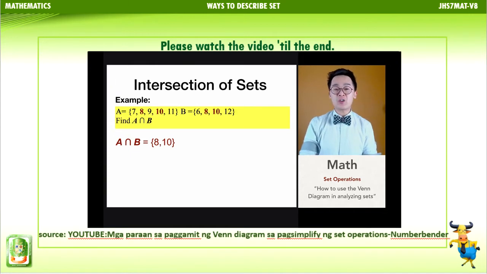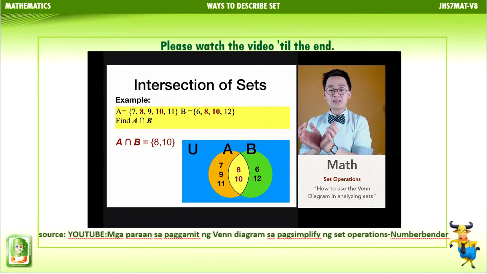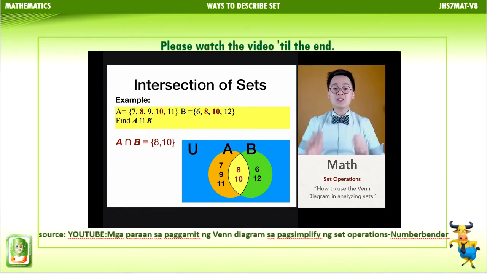So kung kukunin natin yung Venn diagram nitong set na ito, yung ating union set, lahat ng numbers natin is nasa subset A at sa subset B at makikita nyo na sa bilog ng A, meron tayong 7, 9, 11, 8, and 10 at sa grupo naman ng B, meron din tayong 8, 6, 10, and 12. Pero yung sa gitna, yun yung tinatawag nating intersection or yung AND operation ng ating intersection ng sets. So 8 and 10 ang intersection ng set A and set B sa loob ng isang union set.